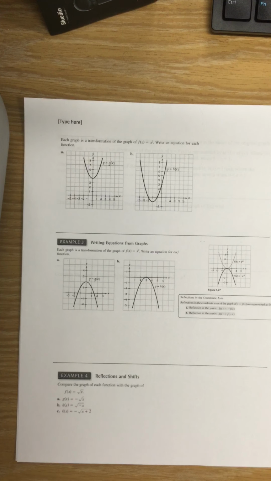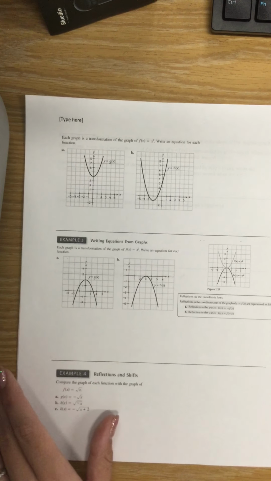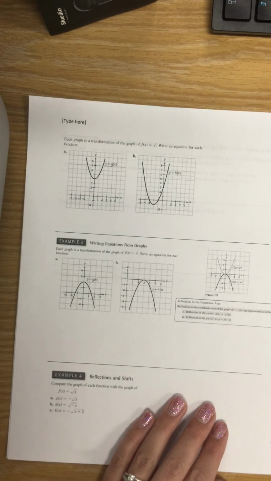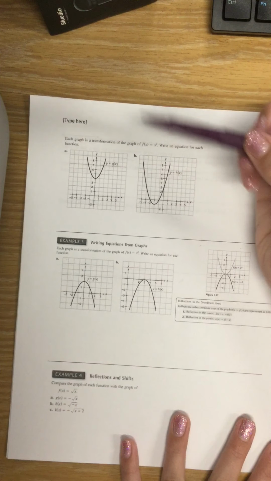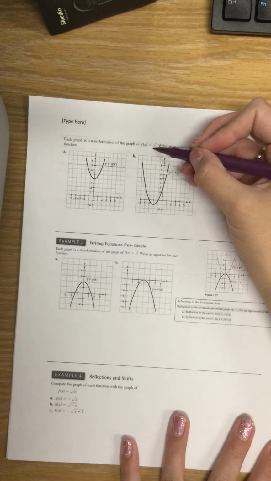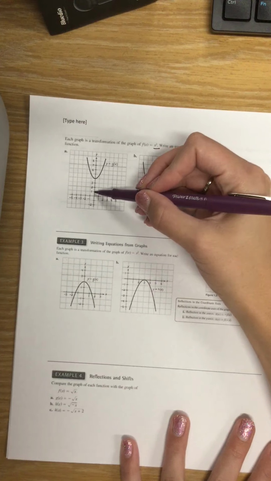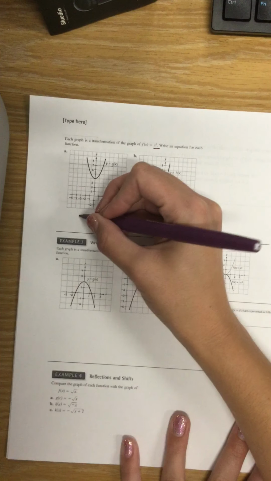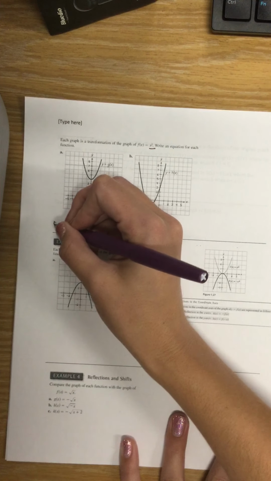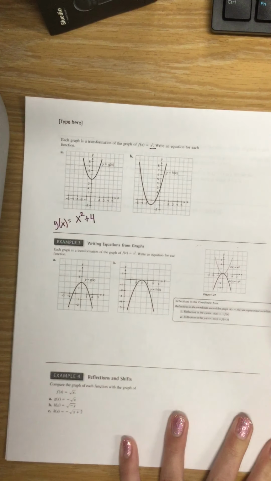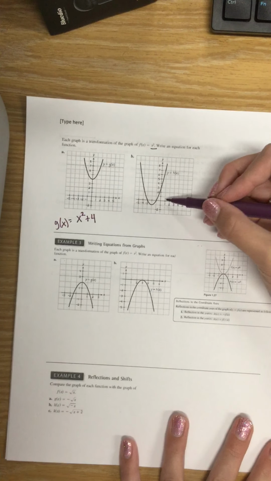Okay, up next we're talking about each graph being a transformation of x squared. This one's just asking us to think about it backwards and to actually write the function instead of drawing the graph. The parent function was x squared, and this one actually shifted up 1, 2, 3, 4. So we know we just add that to the end of the function. We could include the g of x: x squared plus 4.